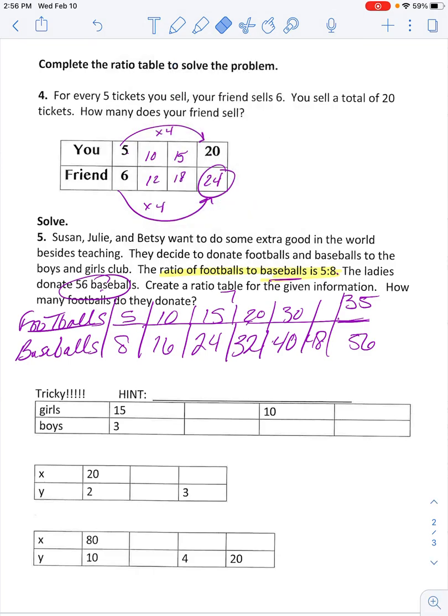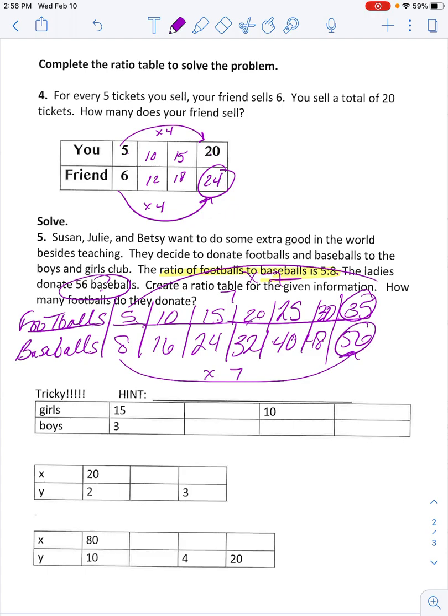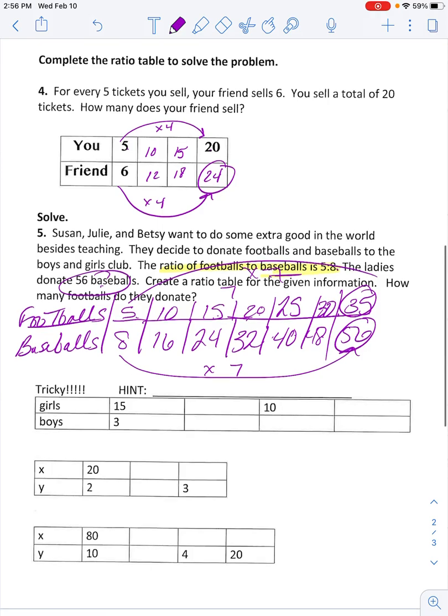Alrighty. I don't know where I've missed a line. 5, 10, 15, 20. Oh, I missed 25. Bless my heart. 25, 30. There's where my missing number was. 35 and 56. So to get from 8 to 56, we multiply by 7, and 5 times 7 is 35. So 35 footballs and 56 baseballs.